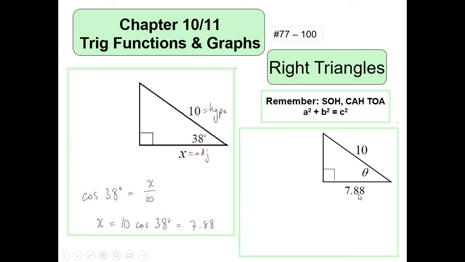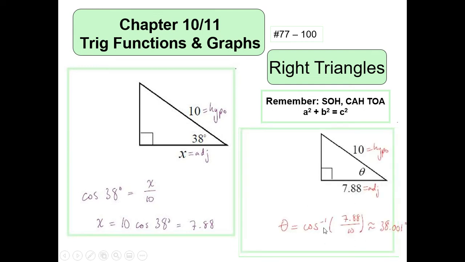If I had known that this was 7.88 and this was 10, I could use the inverse cosine. The inverse cosine of adjacent over hypotenuse will give me back the angle. So remember, a trigonometric function takes an angle as input and gives you a ratio. The inverse trigonometric function takes the ratio and gives you the angle. So these are inverse functions of each other.